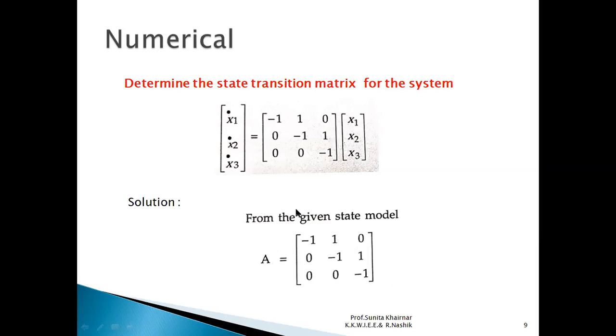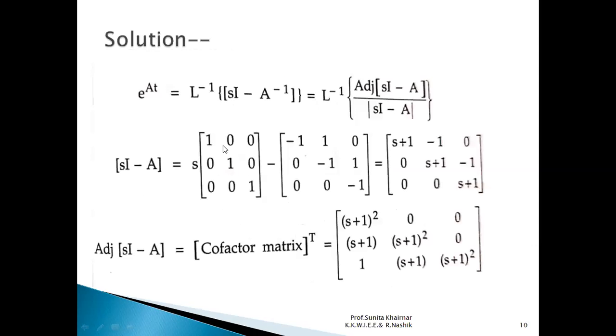For determination of the state transition matrix, we will use the Laplace transform method. So what is the solution? From the given state model, this is matrix A, a 3 by 3 matrix. So e raised to At, which is known as the state transition matrix, is also denoted by the symbol phi of t. So this is the equation: Laplace inverse of (sI minus A) inverse. This is one method to determine e raised to At, that means STM. The other is the power series expansion method. So Laplace inverse of this (sI minus A) inverse, we know how to find (sI minus A) inverse.